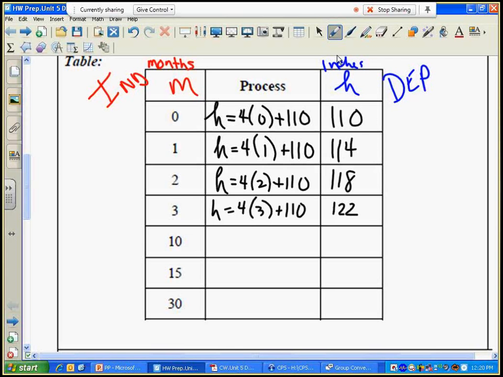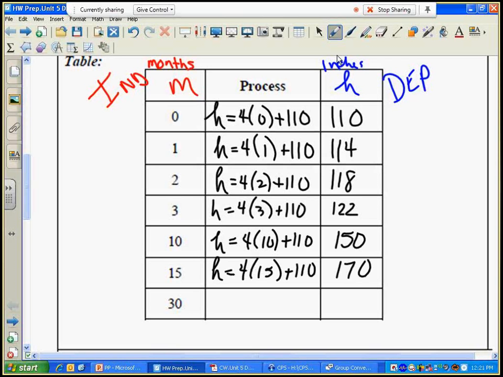Notice as you go from 3 to 10 that we are skipping some values. That's okay. Double check my math here. That's 60, 170. That's 120, that's 230. Okay.